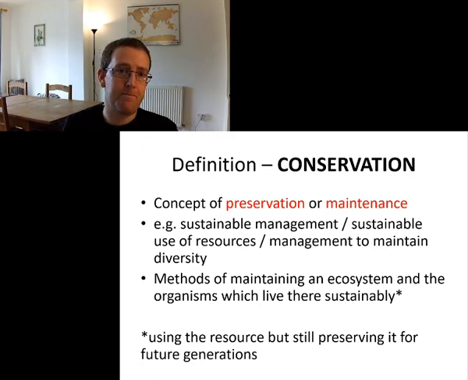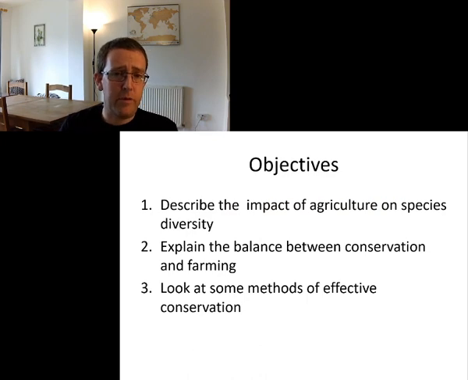So, here are our objectives. We're going to describe the impact of agriculture on species diversity in broad terms, explain the balance between conservation and farming, and then look at some methods of effective conservation just as examples, because that kind of general line on your syllabus essentially means that the exam board can ask you pretty much any conservation or agricultural question, framed in any example that they can find.